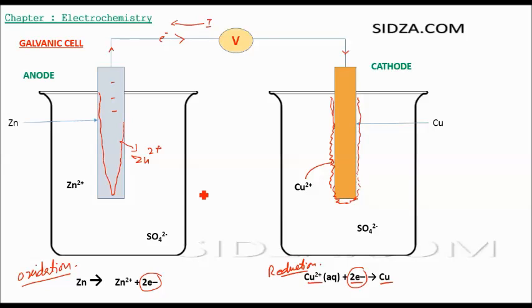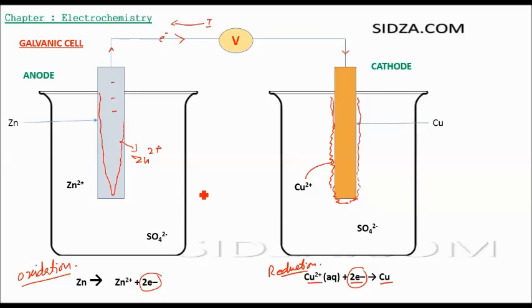After that the cell will stop giving current. If you take a zinc rod in the zinc sulfate solution and a copper rod in the copper sulfate solution, and then you connect them, you will get the current, but that current will stop after a very short time, maybe a few minutes. The cell will stop giving current. Why so? What is the reason?